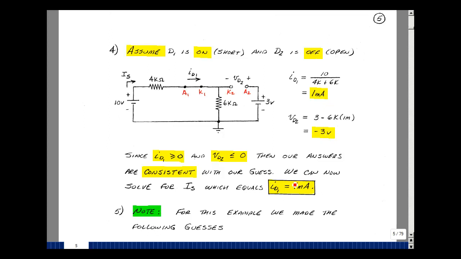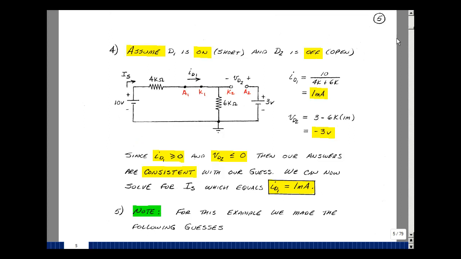In the original problem, I asked you to solve for the current I sub S, which is the current in diode 1, and that's 1 milliamp. We do this in circuits to calculate how long a battery will last. That's the current coming out of this larger battery. And so there's a technique for doing that. That's actually in the ECE302 lab.